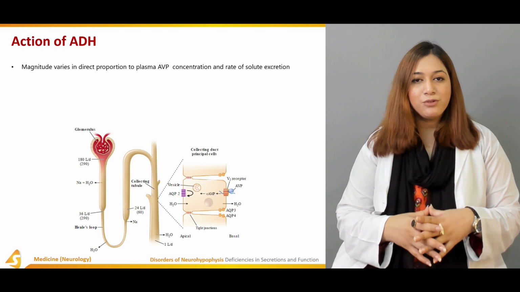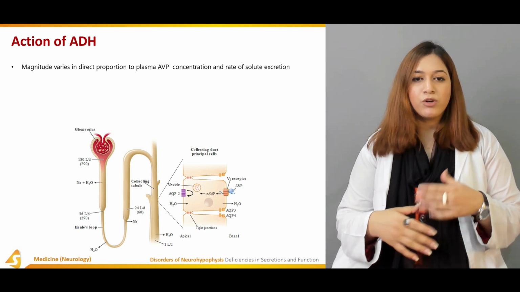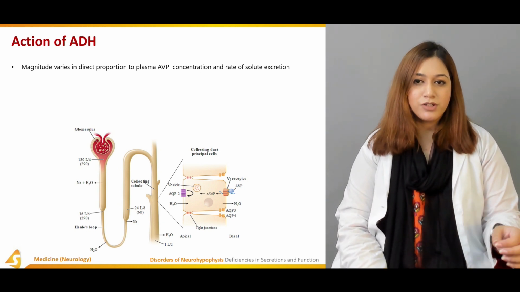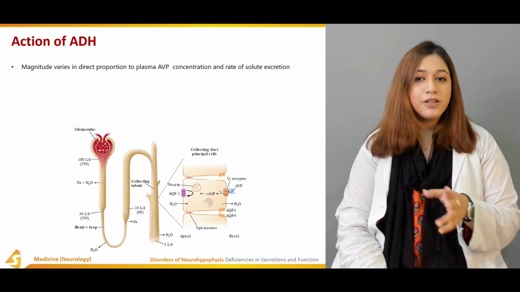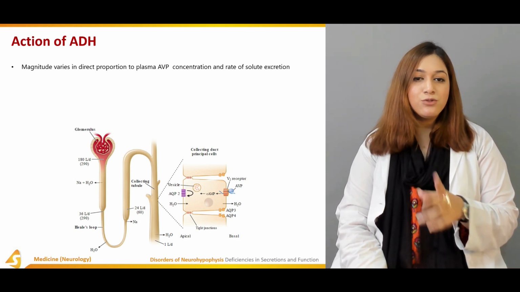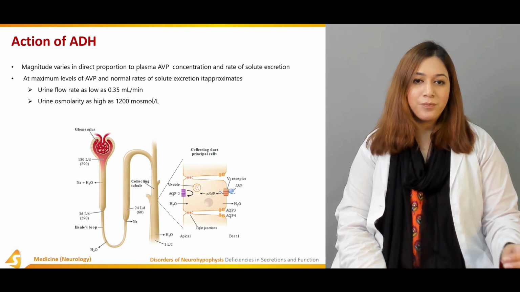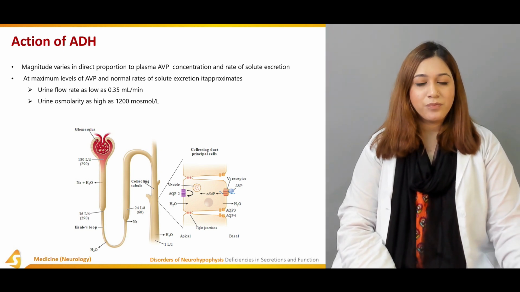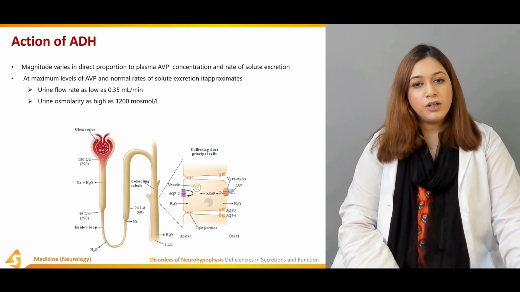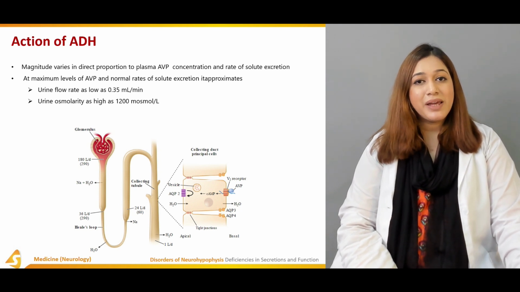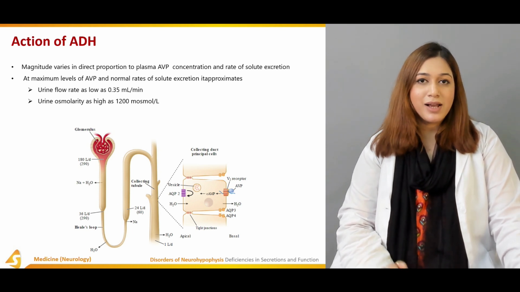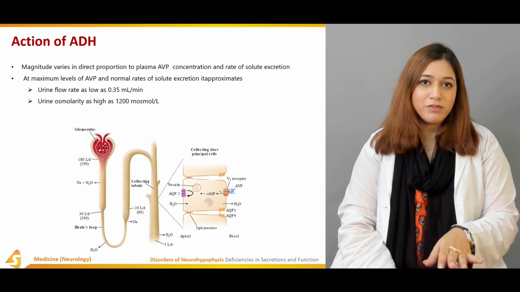Now, the magnitude of water diuresis varies in direct proportion to plasma AVP concentration. The second thing is the rate of solute excretion. These two things determine the magnitude. At maximum levels of AVP and normal rates of solute excretion, the urine flow rate will be as low as 0.35 ml per minute, whereas the urine osmolarity will be as high as 1200 milliosmoles at maximum levels of AVP.